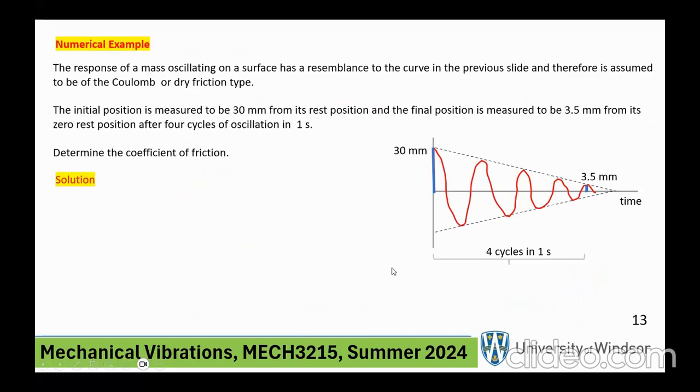Let's do an example which involves real numbers here. Suppose that we had a block which was sitting on a surface attached to a spring, and I displaced the block by 30 millimeters and then let it go. Now this block starts oscillating back and forth, and because of the friction between the two surfaces, it slows down.